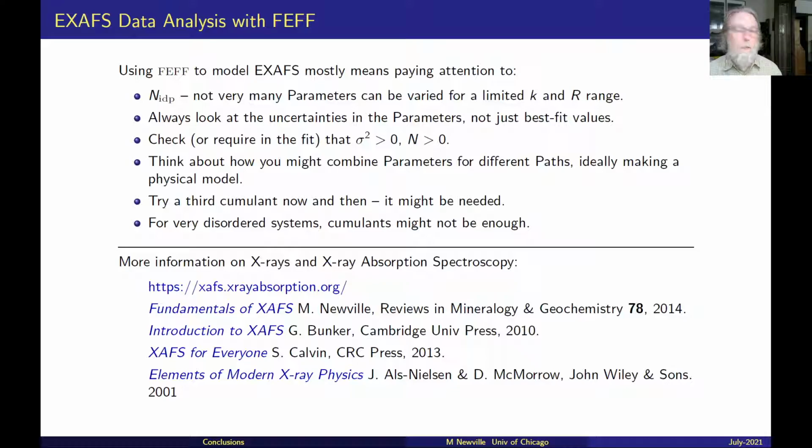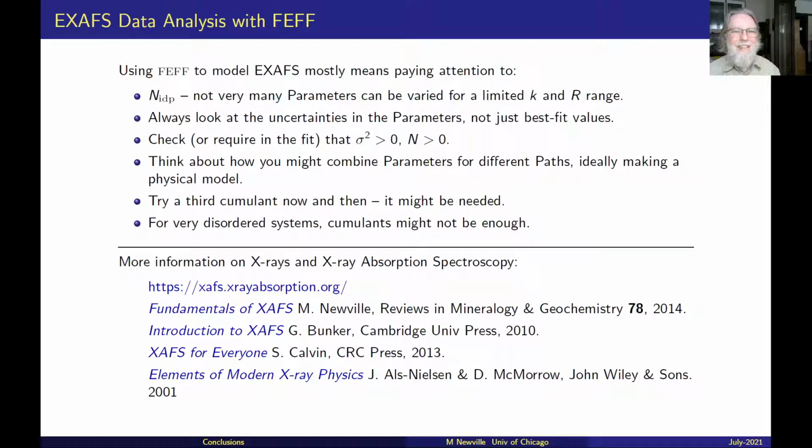And you should check or require in the fit that sigma squared is greater than 0 and n is greater than 0 and so on. Try to make the model physical. You should think about how you might combine parameters for different paths, ideally making a physical model that describes the structure that you're studying. For first and second shell or so on, varying n and r and sigma squared for each path separately will work. But if you're trying to really model complex systems where you have to include 5 or more paths, you may need to really think about a physical model that describes the structure.